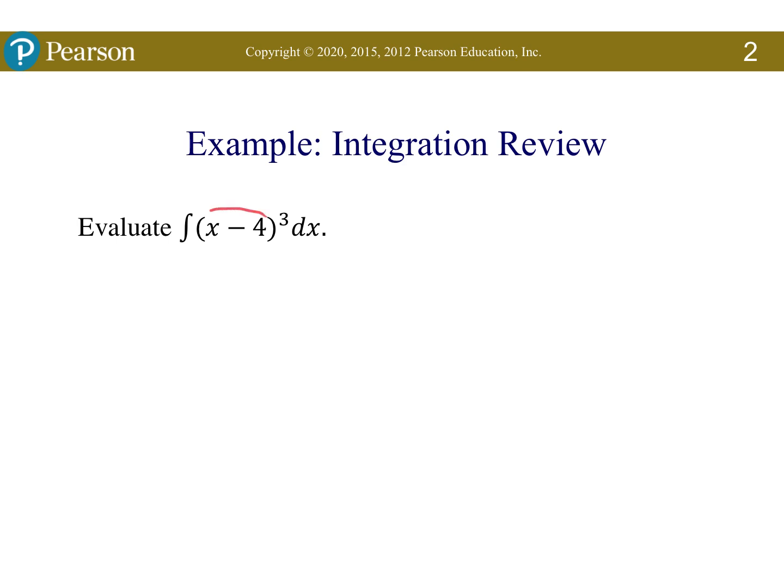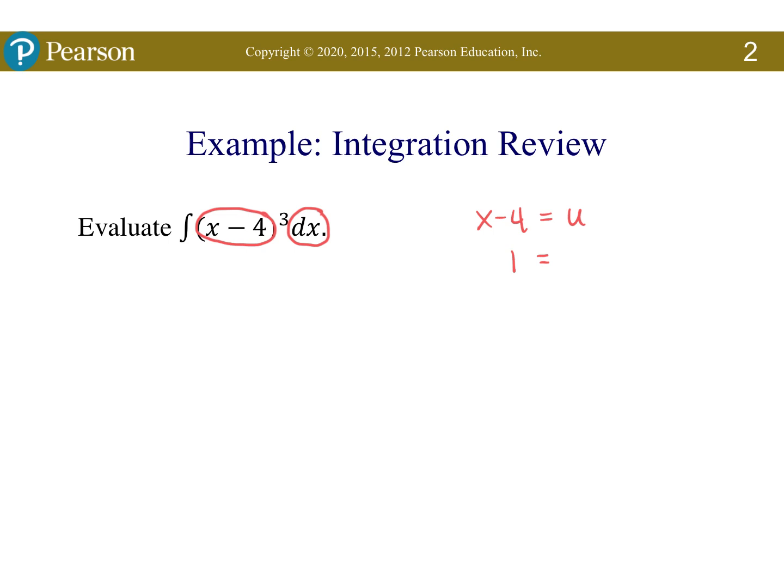We identify what is in the parentheses, x minus 4, and we replace that with the letter U. At the same time, we're going to replace dx as well. Let me show you how to replace dx. You apply the derivative to what you chose as your substitution. What is the derivative of x minus 4? 1. How do I write the derivative of u?